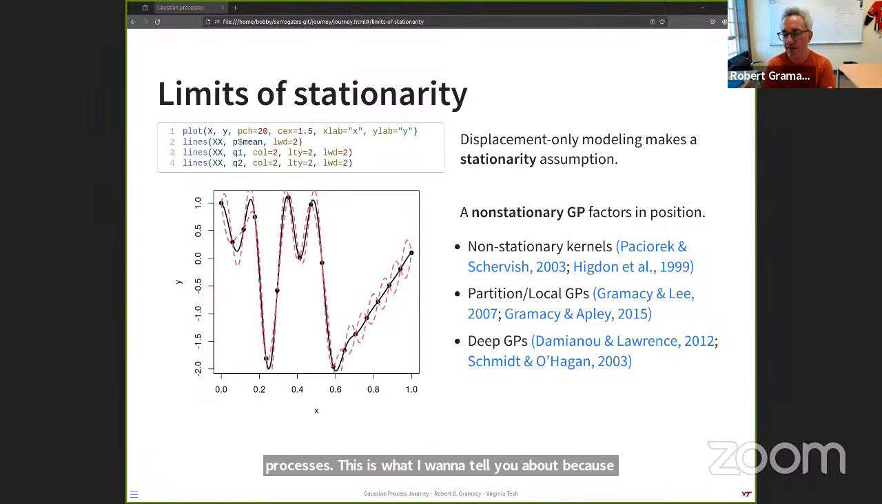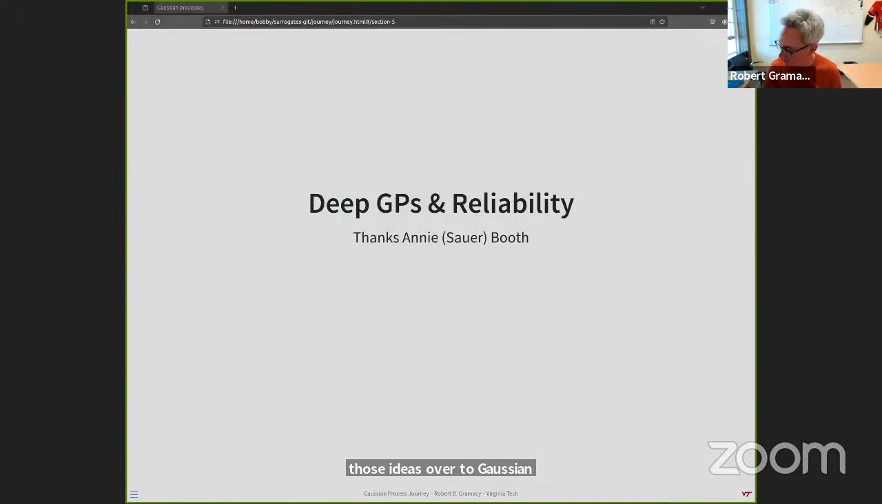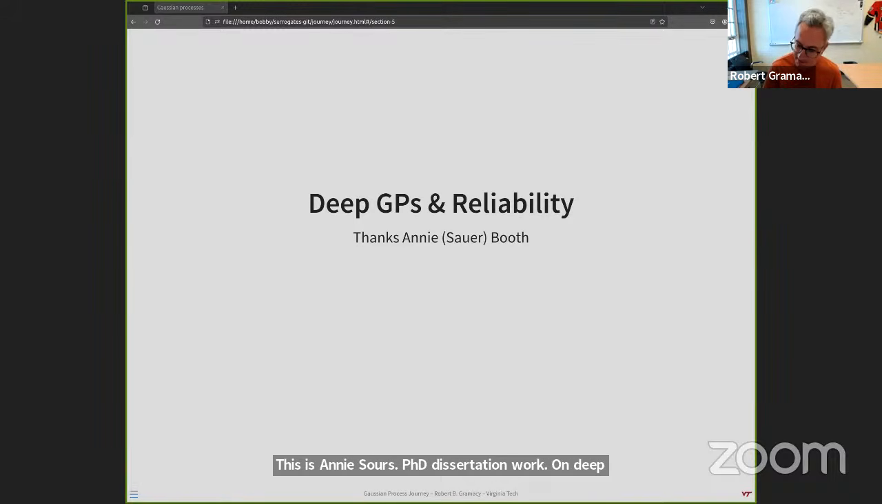It's actually an old idea that goes back to Alexandra Schmidt and Antonio Hagen in 2003, but they didn't call it deep Gaussian processes because we didn't have deep stuff at that time. We were still pretty shallow, but the machine learning community has latched on to the idea of deep neural network modeling and transferred some of those ideas over to Gaussian processes. So that's the last thing that I want to tell you about before I wrap up. It's Annie Sauer's PhD dissertation work on deep Gaussian processes and a cool example in reliability that allows me to connect back to that airfoil example from the beginning of the talk.